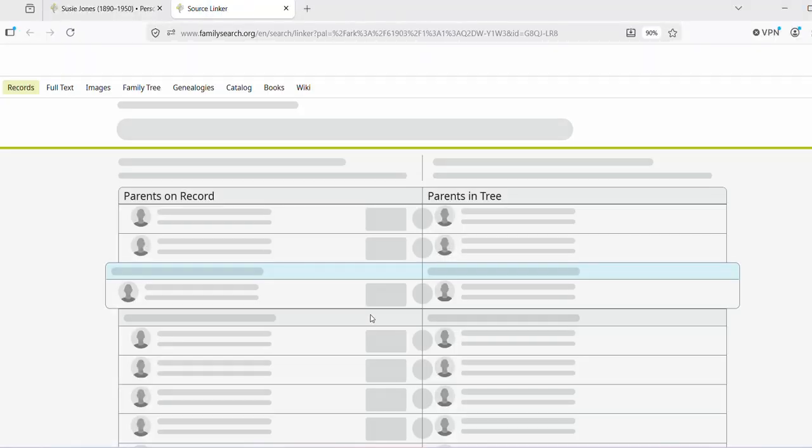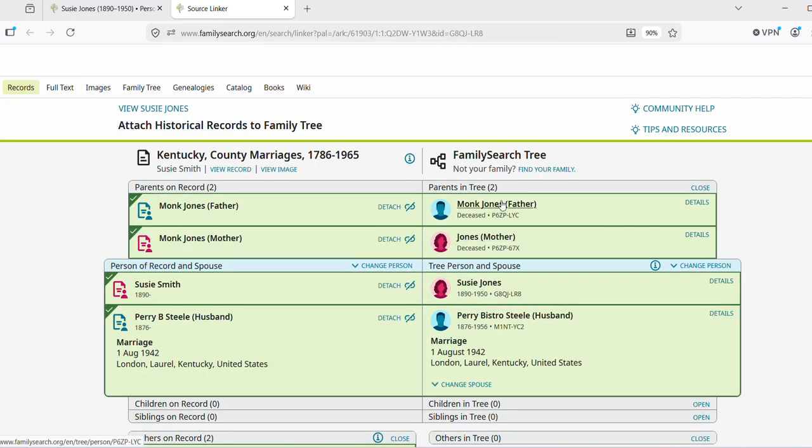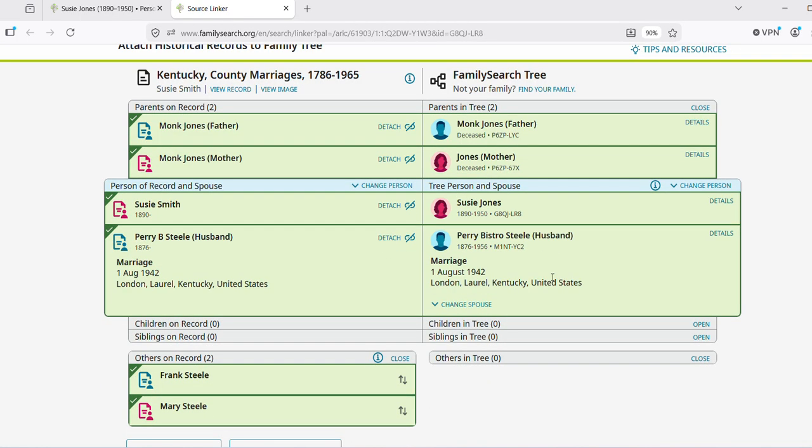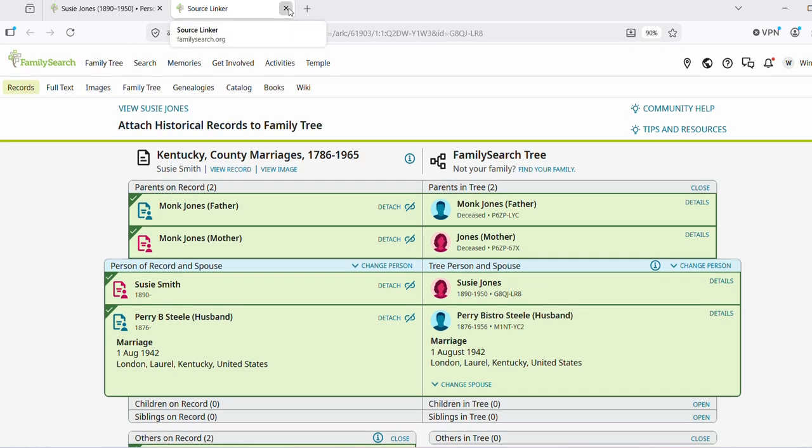and it listed her dad as Jones. So I changed her last name to Jones. Obviously, her mother is not Monk Jones and her father, Monk Jones. So when I put her mother in, I deleted the word Monk. And there she is. So now what?